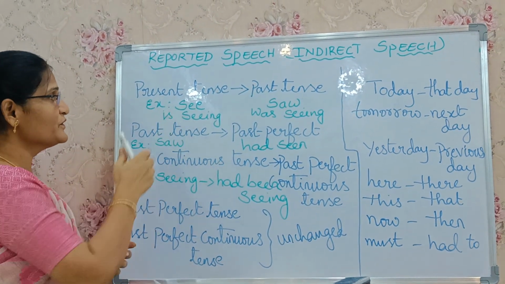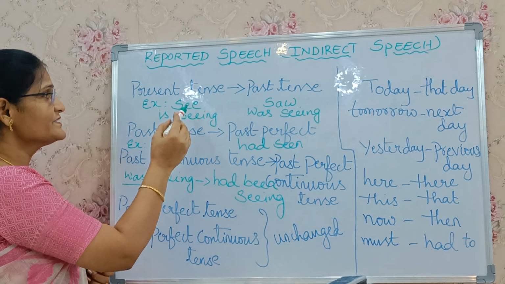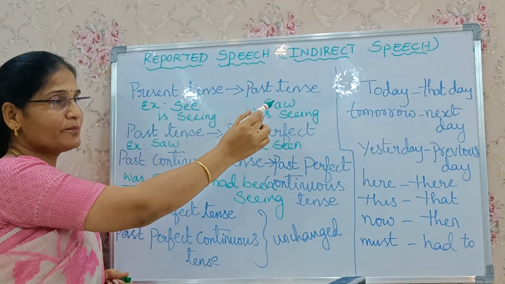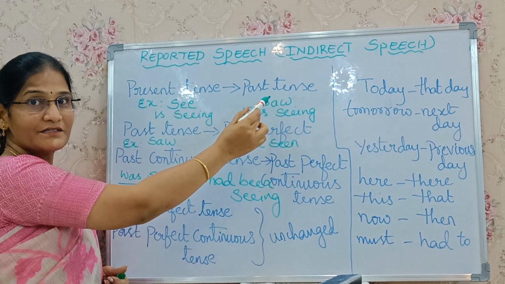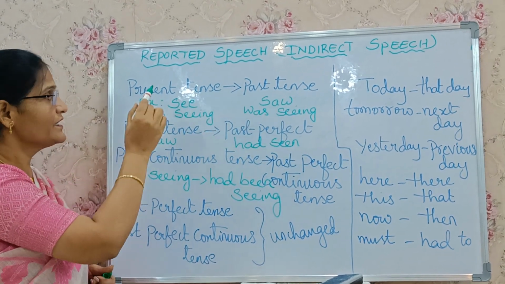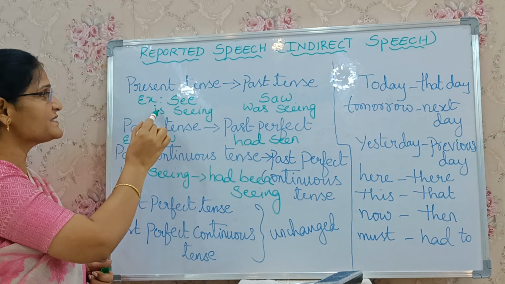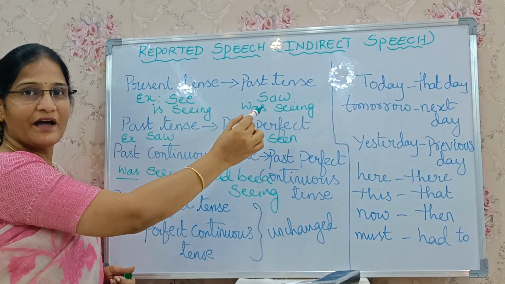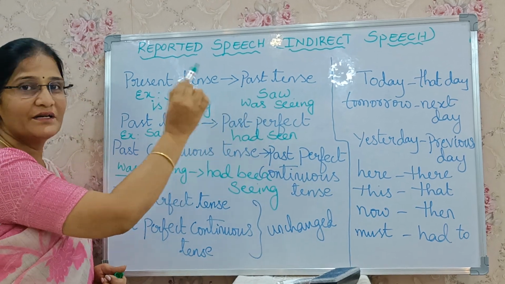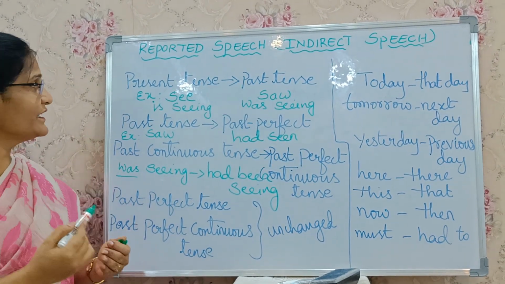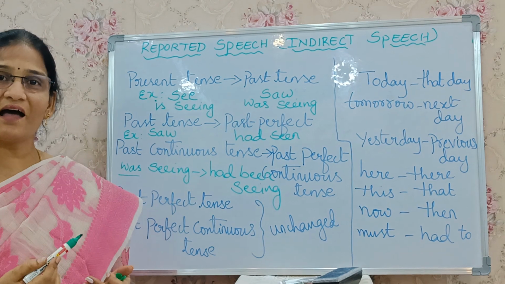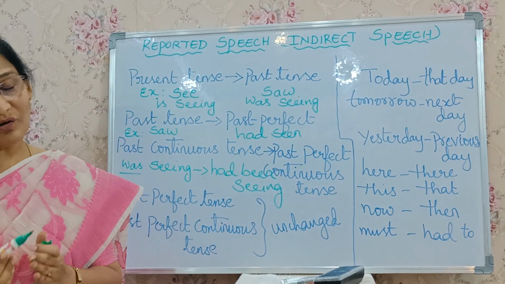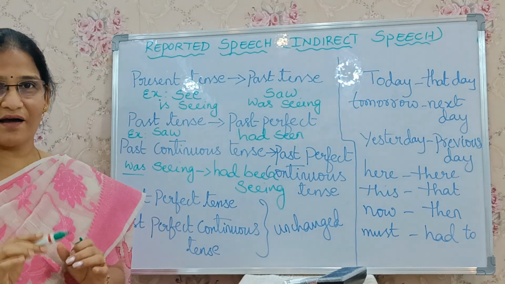For example, if you see here the verb that is see, it's in the present. When you change it into the past, you have to change it as saw. And suppose here it is present continuous tense, is seeing. You have to change it as was seeing, accordingly to the past. Similarly, it is has seen or have seen. So you have to change it as had seen.